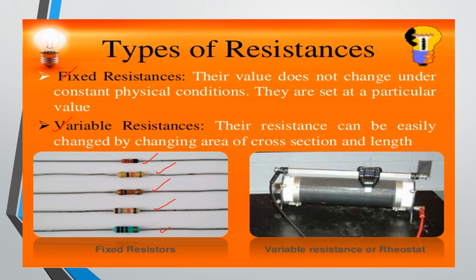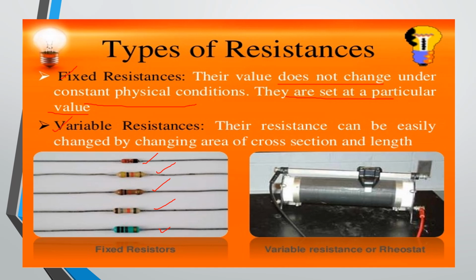This is carbon, which we also call carbon resistors. These carbon resistors have a color code. Depending on the color bands, they carry some value. This is what we call fixed resistance. The value does not change under constant physical conditions. They are set at a particular value. So we can set a particular value for a particular resistance.